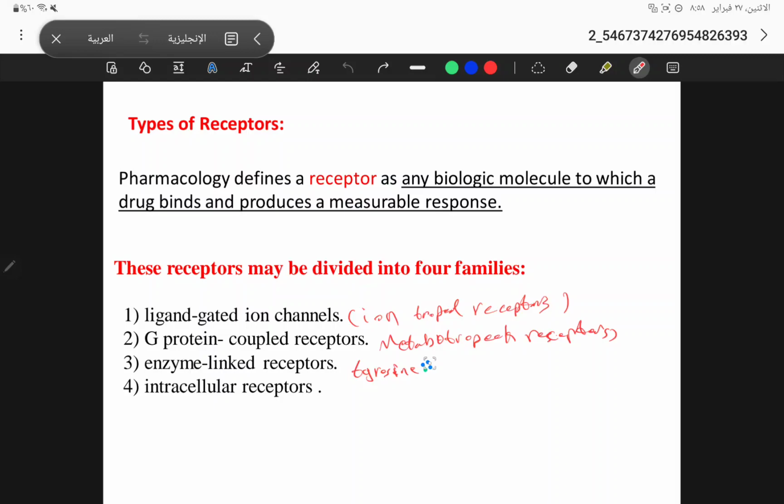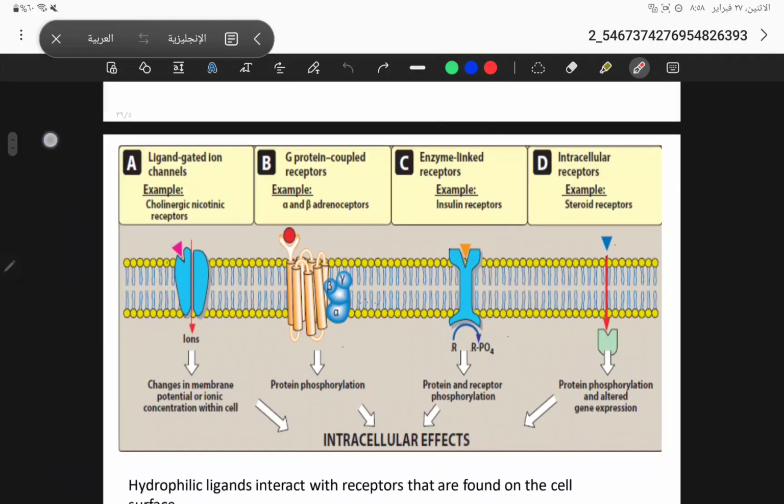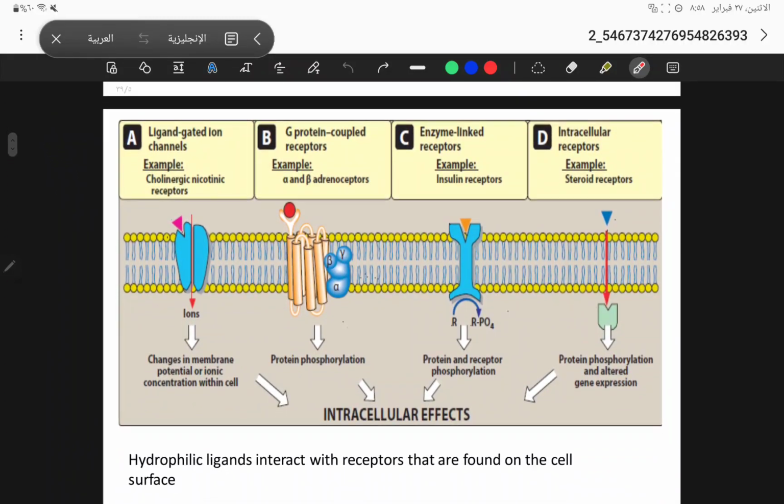And the fourth family is intracellular receptors. The first 3 are extracellular. The last one is only intracellular. This is all that I have. All the receptors that we are going to take could be grouped in one of these 4 families. Coming to what we have talked about, let me explain it on a figure.